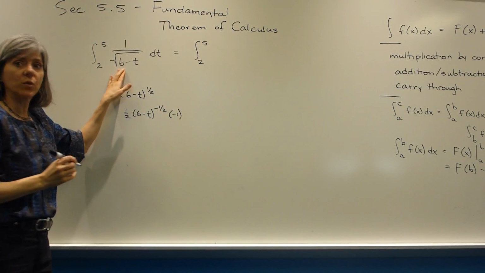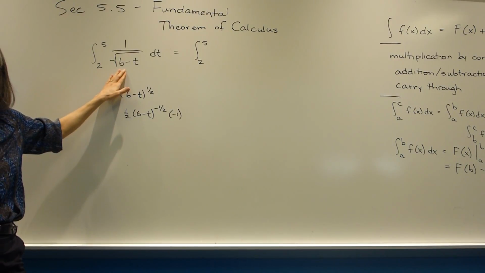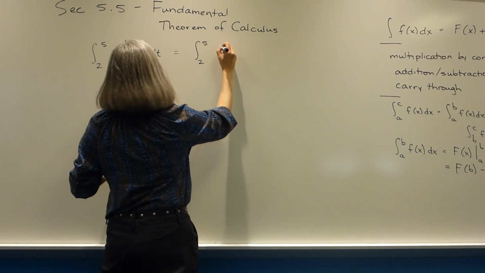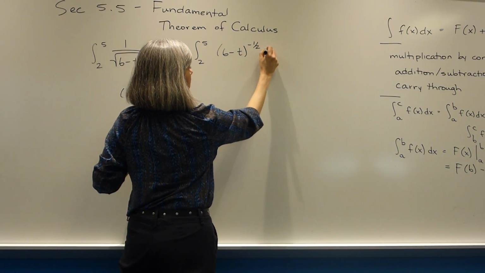So that's a square root, so that's a 1/2. It's in the denominator, so that makes it a negative 1/2. So we'll have 6 minus t to the negative 1/2.